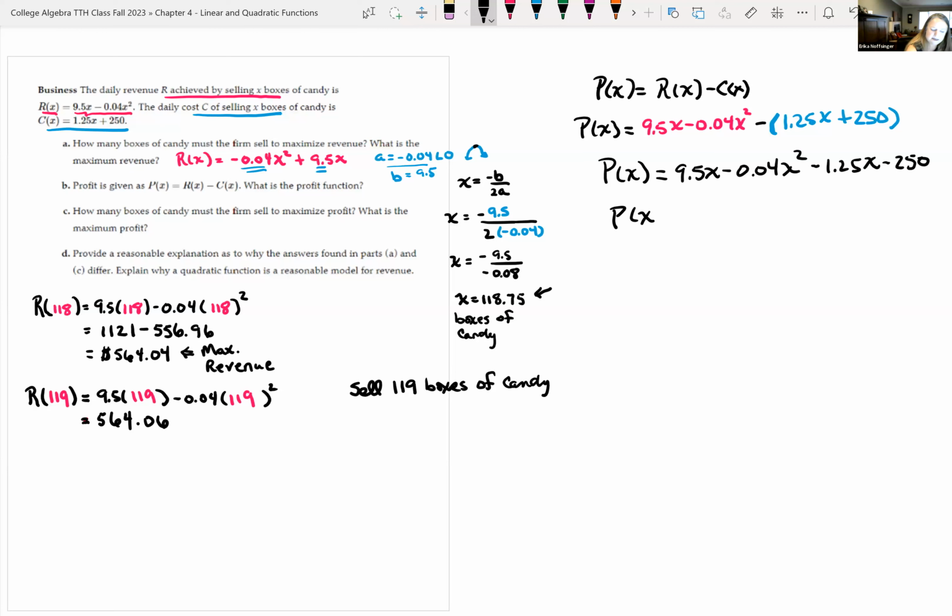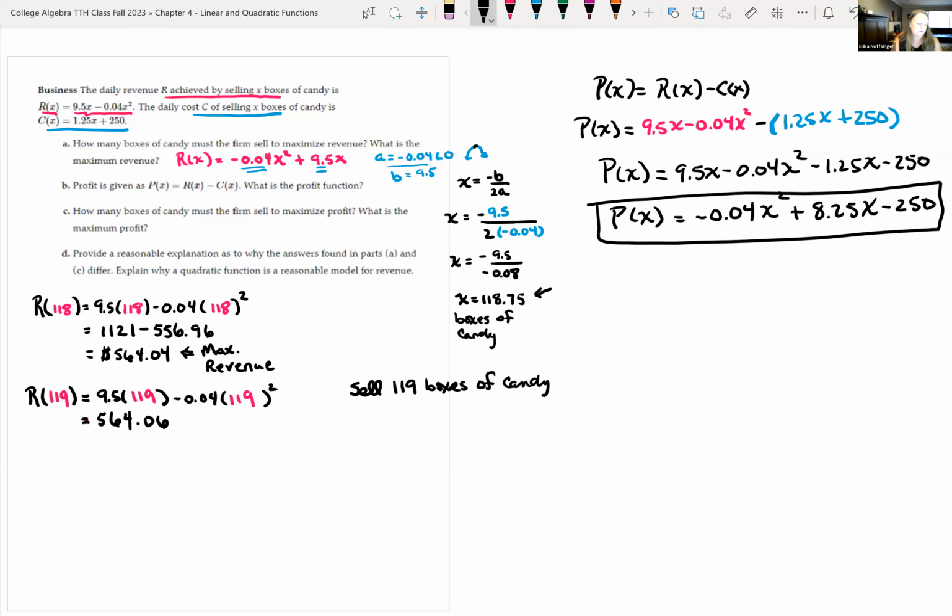Combine like terms. I get my profit is negative 0.04x squared, plus 9.5x minus 1.25x, which is 8.25x, minus 250. So that is part B.